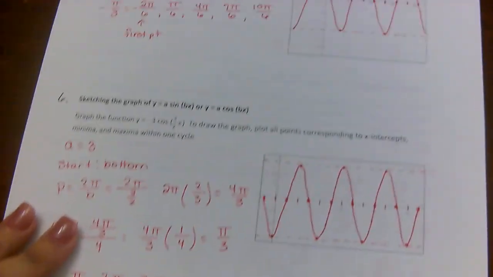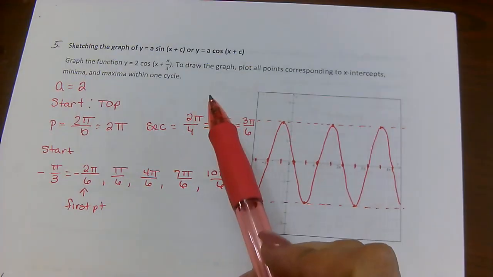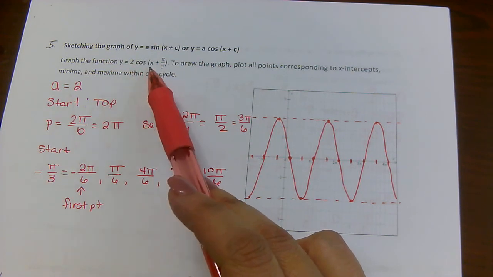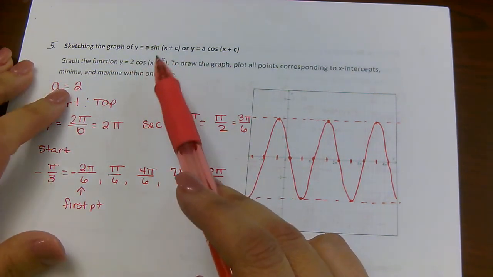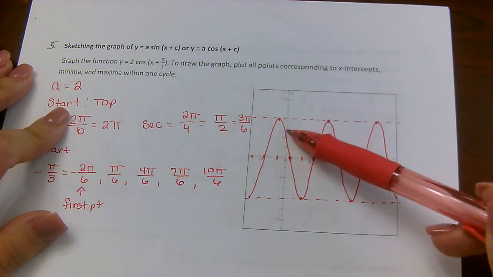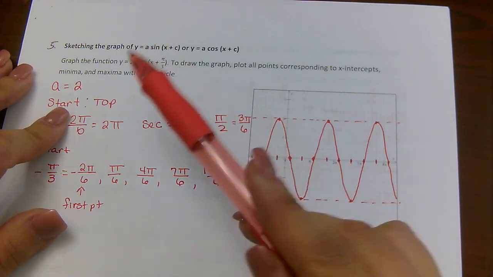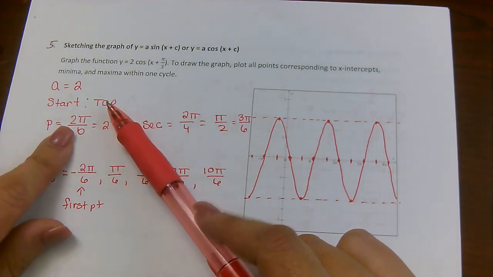Okay, next problem is number 5. We have 2 cosine x plus pi over 3. We're sketching, so A is going to be 2. Cosine means you start at either the top or at the bottom. Because the 2 is positive, we're going to start at the top.